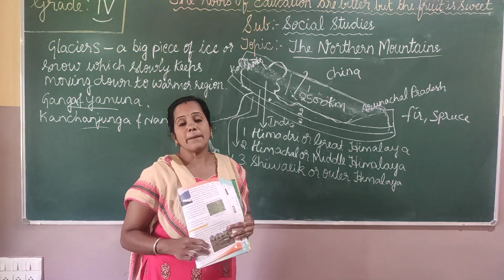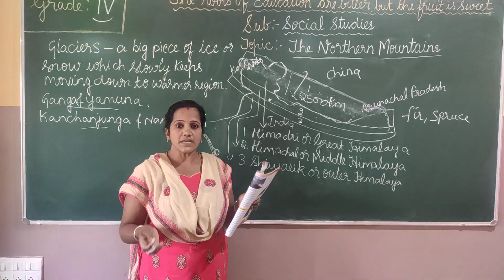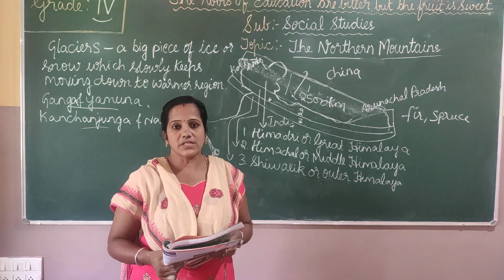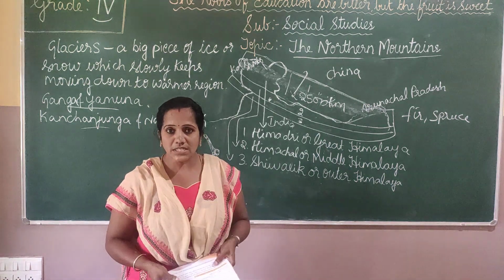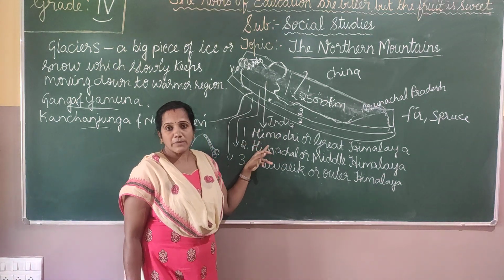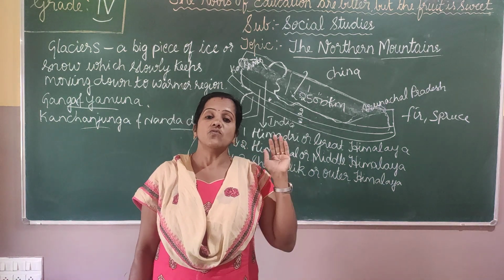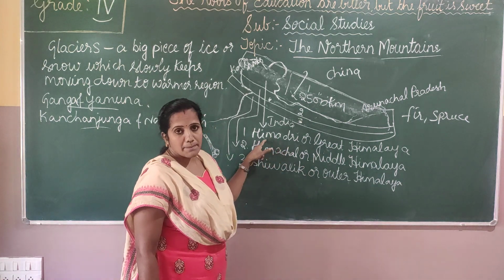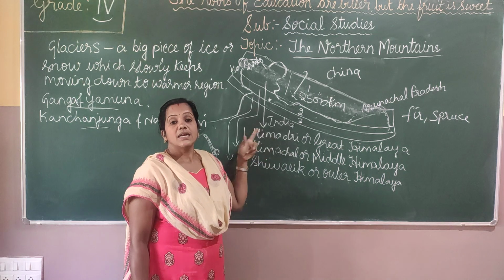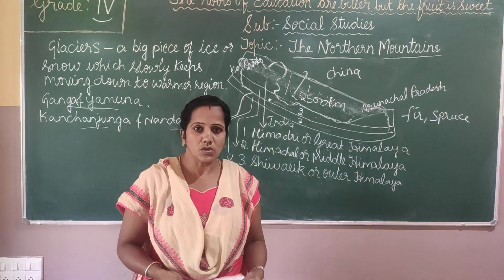At some places, the glaciers roll down to a warmer region, and they melt and create rivers. Some of the rivers which originate from Himadri are Ganga, Yamuna, Brahmaputra, Indus and Satluj. River Ganga starts from the glacier called Gangotri.